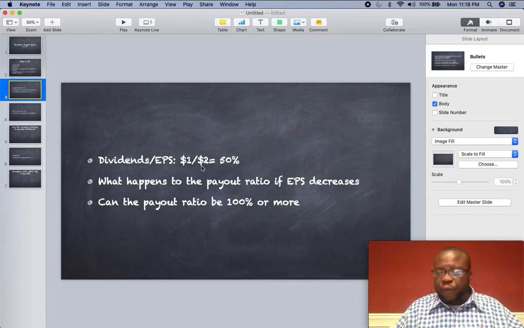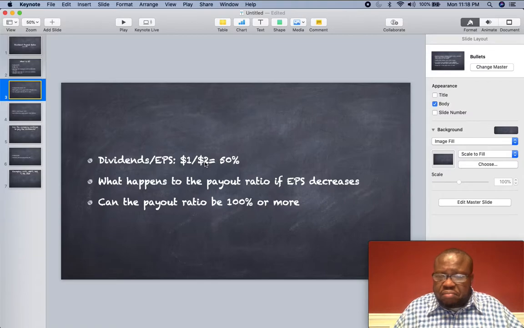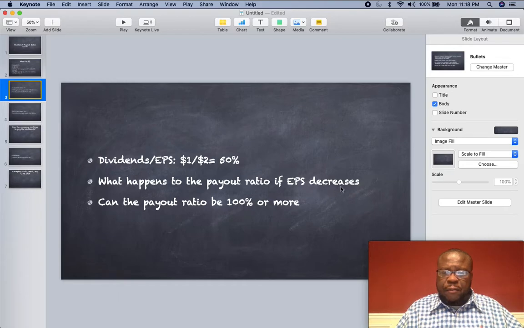So in this example, instead of $2, say their earnings per share drops to $1. Now the payout ratio would be $1 over $1, which would be 100%. So the answer to the question, what happens to the payout ratio if the EPS, or earnings per share, decreases? The payout ratio increases, right? Which answers our next question: can the payout ratio be 100% or more? Yes, it can be, right?